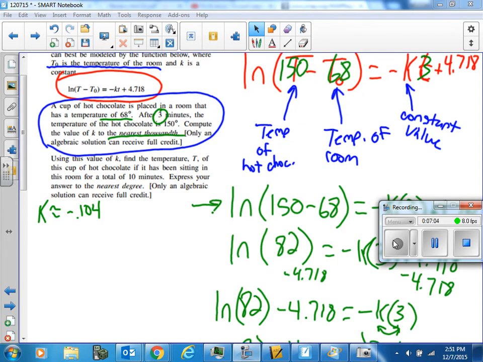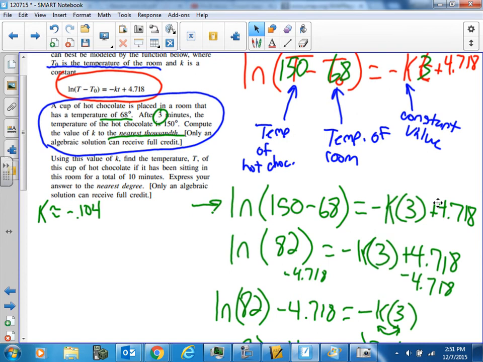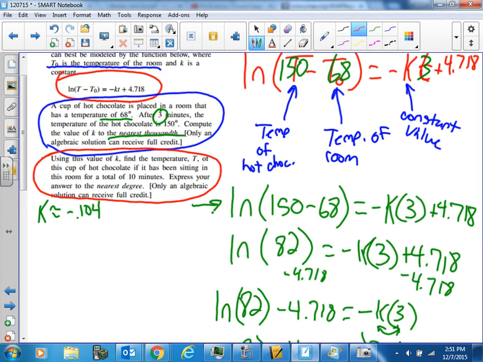All right, now we have our value of k. Now we have to look at the second part of the question. It says using this value of k, find the temperature T. So this time we're trying to find the temperature T, not anything else. Find the temperature T of this cup of hot chocolate if it has been sitting in this room for a total of 10 minutes. That's our little t in the equation. Express your answer to the nearest degree.